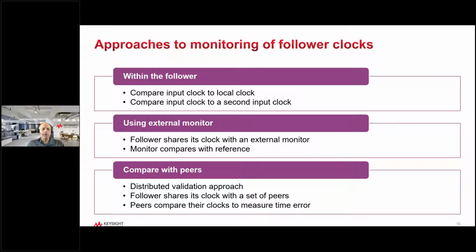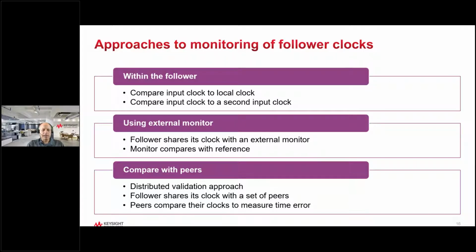So, approaches to monitoring. The first approach is to do this completely within the follower. And there are two general approaches here. The first approach is you just compare the input clock to the local clock. The second approach is you compare the input clock to a second or a third or a fourth input clock. The second general approach is you use an external monitor. The idea here is that the follower in some way shares its clock with an external monitor, and the monitor compares the time with the reference that it has.